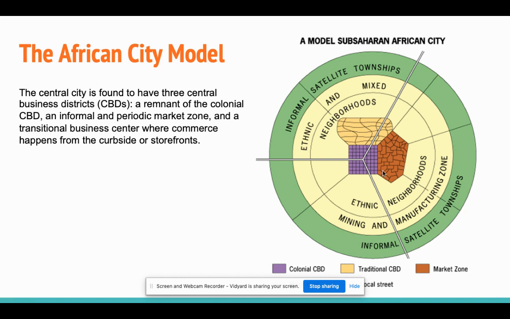We also see a periodic market zone. Now, what does periodic mean? It means it's there frequently, but not always open all the time. So we see some sub-Saharan African markets that are open daily, but some that are only open seasonally. So that's that market zone. And then what we see also is just a traditional central business district, a modern version of a central business district in a sub-Saharan African area. Okay. Typically, we have either neighborhoods surrounding the three CBDs as well as manufacturing zones or mining zones. And then on the outskirts of the town, we have what's called satellite townships. Okay, these are residential areas for people who are moving into the cities.